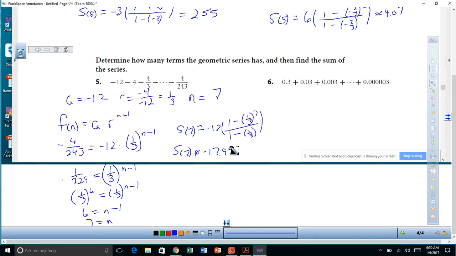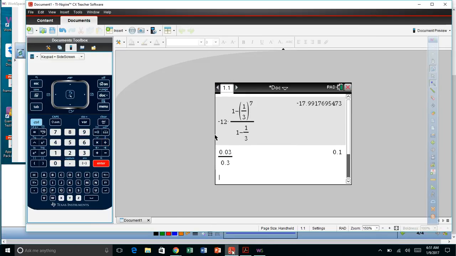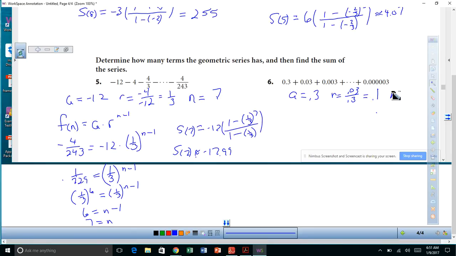All right, what about number 6 here? Well, we can see that A is 0.3, and then R, that's going to be 0.03 over 0.3, which is 0.1, I believe. Let's see. 0.03 divided by 0.3, I get 0.1. All right. And then N, we're not sure what N is. Okay, so what do we got here?